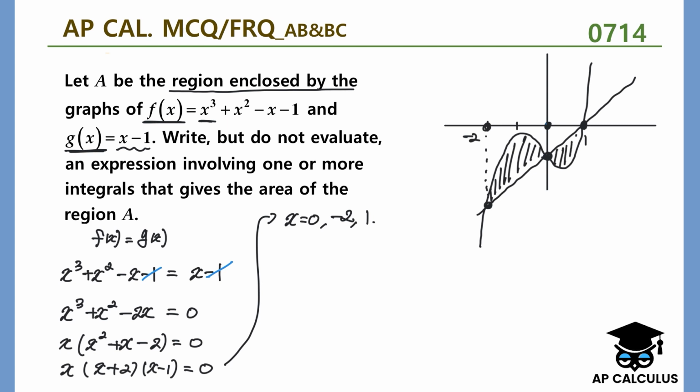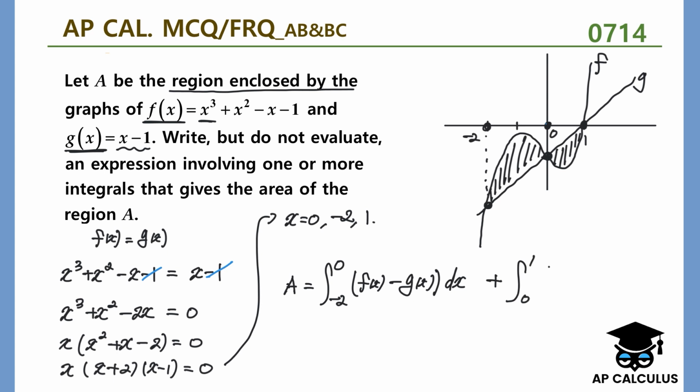and this region. So that's going to be, let's say area A is equal to, from -2 to 0, upper curve minus lower curve. Upper curve is f. This is our f. This is our g, right? So f of x minus g of x dx plus integral from 0 to 1 g of x minus f of x, right? That's going to be our area.